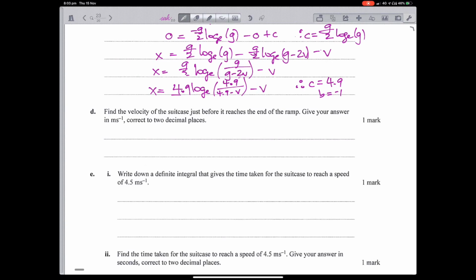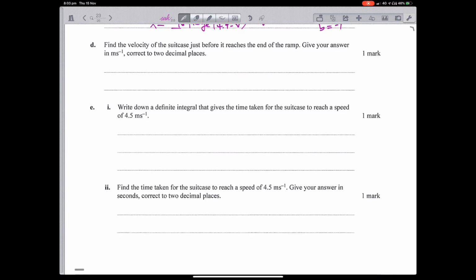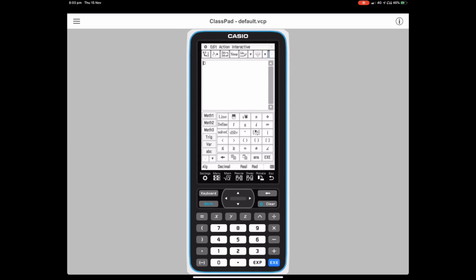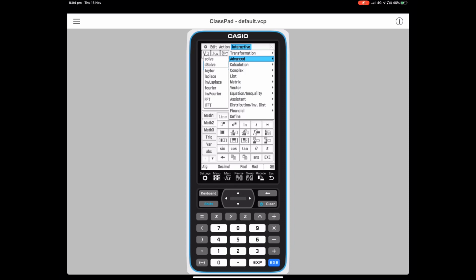Find the velocity of suitcase just before it reaches the end of the ramp. So x is equal to 15, to 2 decimal places. I just rubbed out stuff that I could have used anyway. So 4.9 log e of 4.9 on 4.9 minus v, minus v is equal to 15, because that's our displacement. So we want to solve that for v. Okay, so v equals 4.81 meters a second, because it can't be negative.